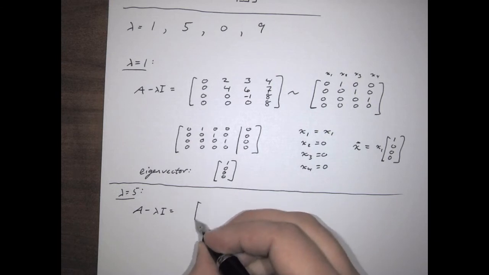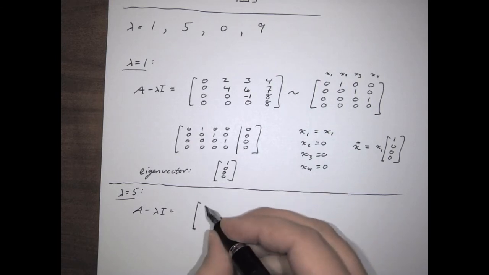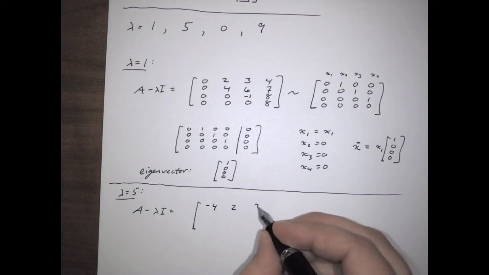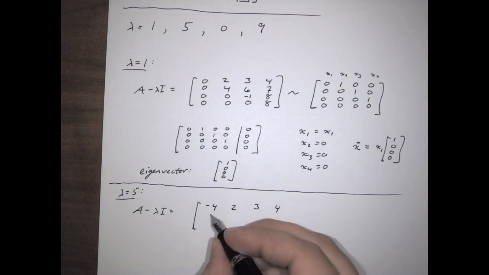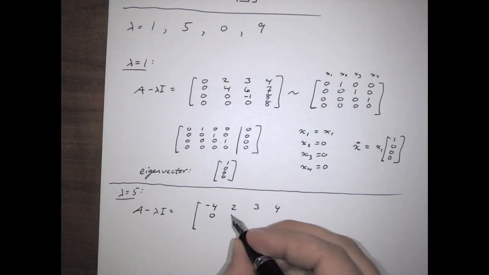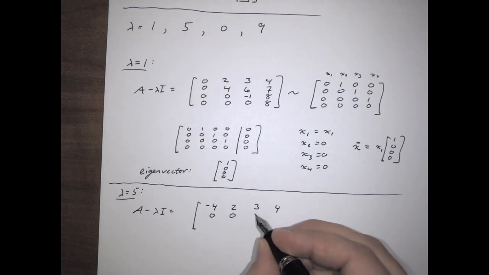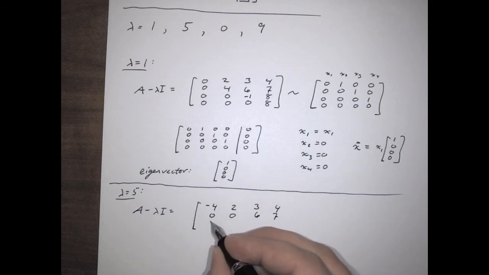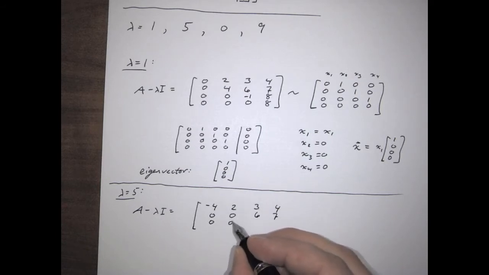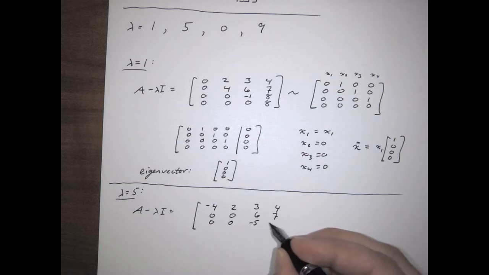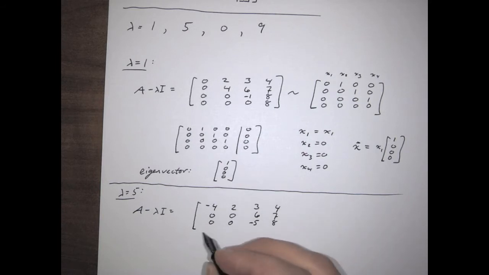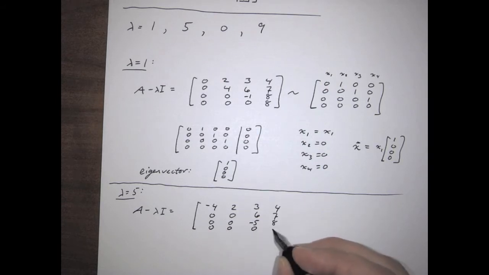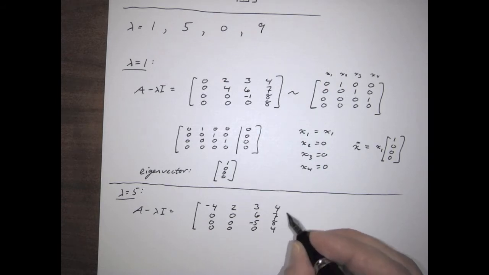is again just going to be a matter of subtracting 5 from the main diagonal. So we're going to have a minus 4, 2, 3, 4. We're going to have a 0, 0, 6, 7. We're going to have 0, 0, minus 5, 8. And then we're going to have 0, 0, 0, and 4.